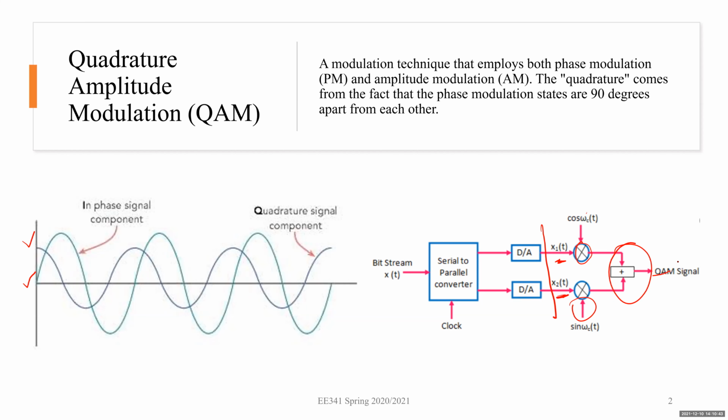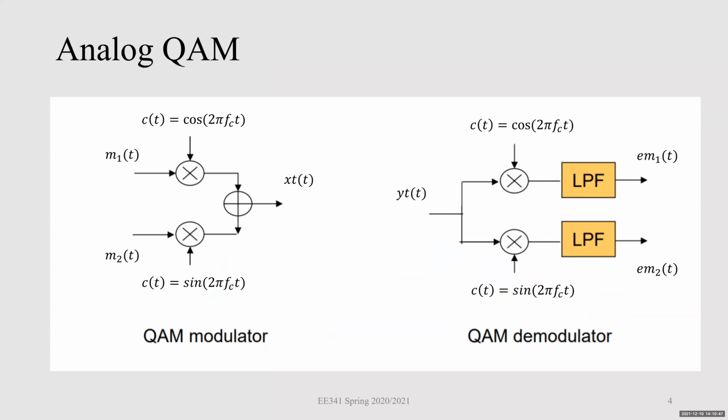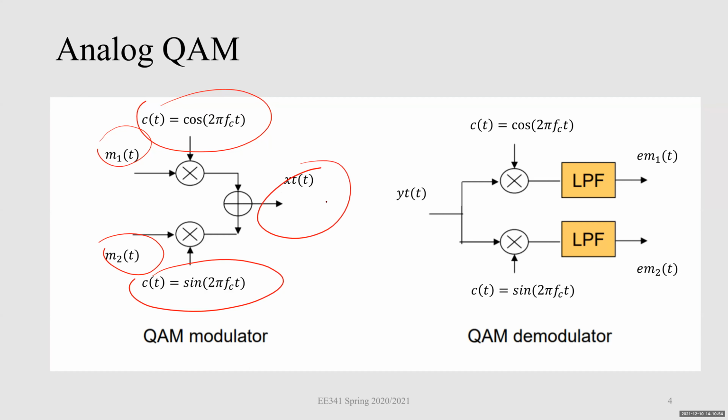Then we will add them and then we will transmit them. So first message multiply by carrier, message 2 multiply with the carrier, and then add them here. At the receiver, we will have noise also, because quadrature amplitude modulation is prone to noise.